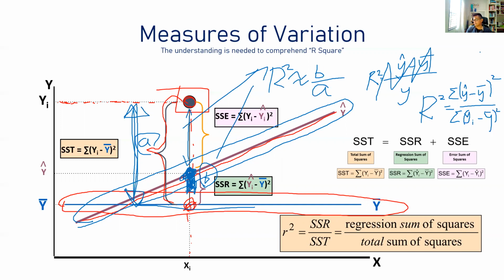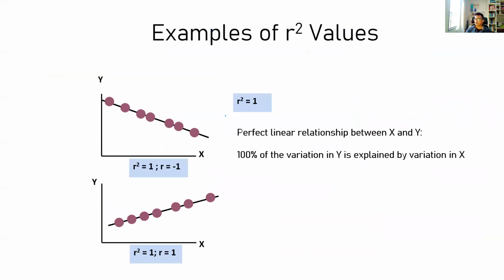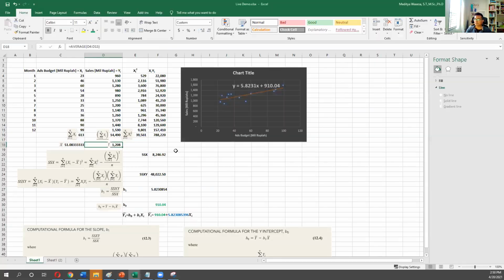In detail it is written like this. And of course we have the remaining component, which is the error, which leads to SST equal to SSR plus SSE. Okay, so now how to calculate R squared? Now I would like to demonstrate how we can calculate R squared manually using Excel.